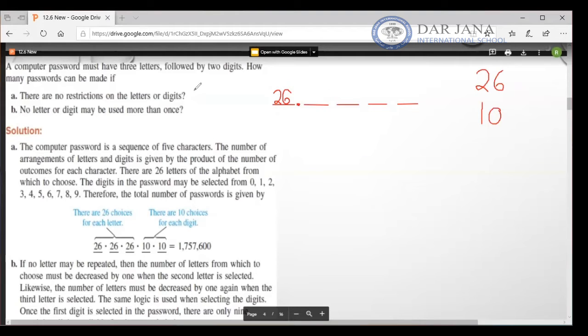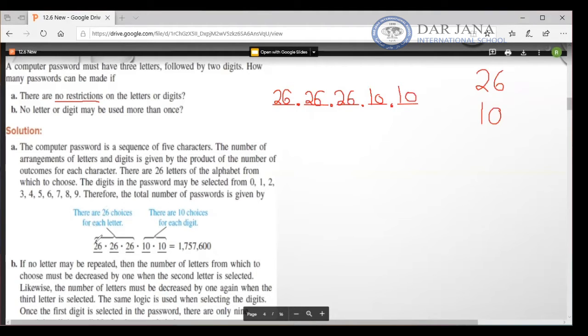the second one, because they said no restriction, so if I put A here, I can also put an A here. So I still have 26 options again. And same thing for the third. No restrictions, so I can put another letter here, which is 26. Now for the digits, the 4th and the 5th should be a digit. So it's going to be 10 here and 10 here. This is the work here.